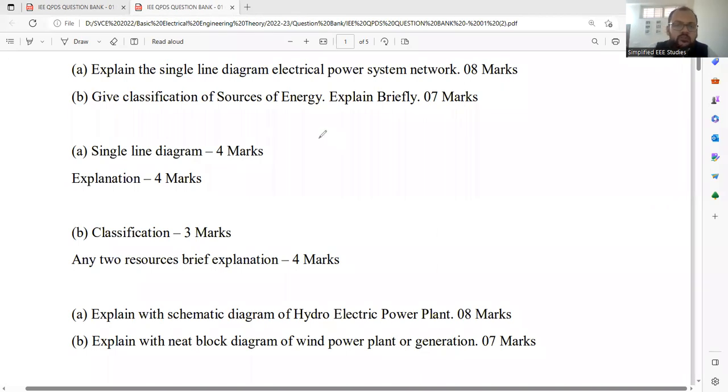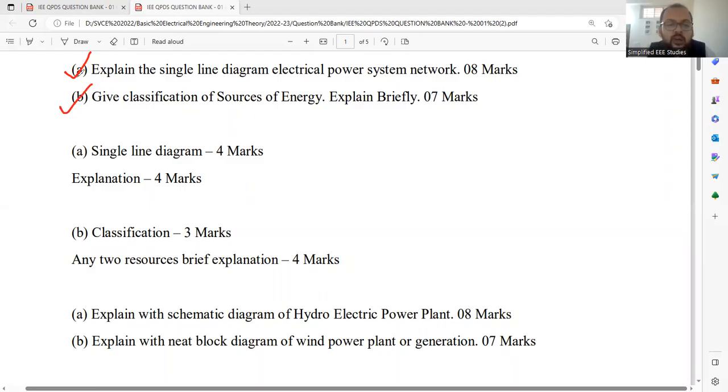Yes. The first question is, explain the single line diagram of electrical power system network. You are expected to draw a single line diagram of an electrical power system. You have to mention the power generation, power transmission, and the power distribution. Power transmission will be divided into 2, primary transmission and secondary transmission, and power distribution also will be divided into 2, primary distribution and secondary distribution. Don't forget to mark the voltage rating of each segment. You'll be getting 8 marks: diagram 4 marks, explanation another 4 marks.